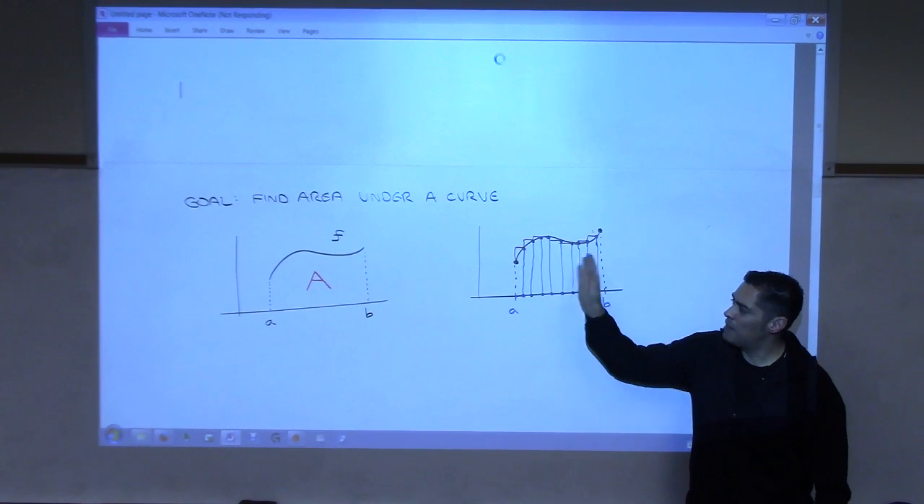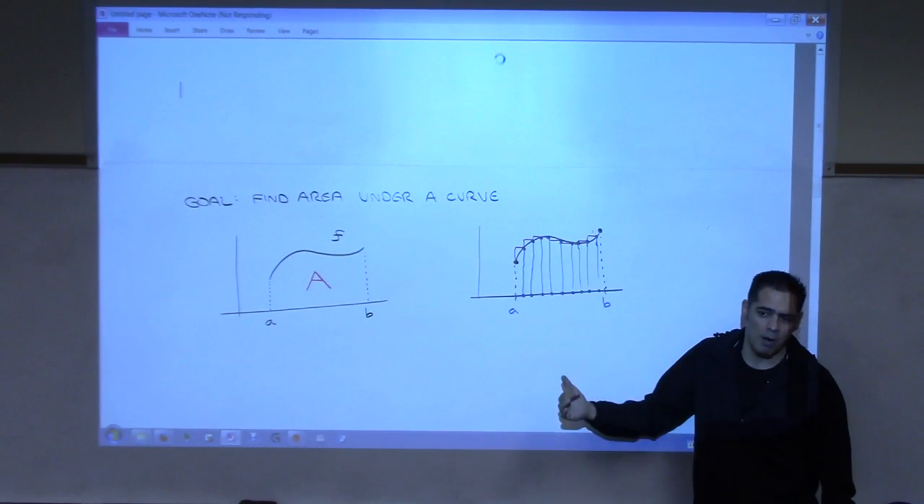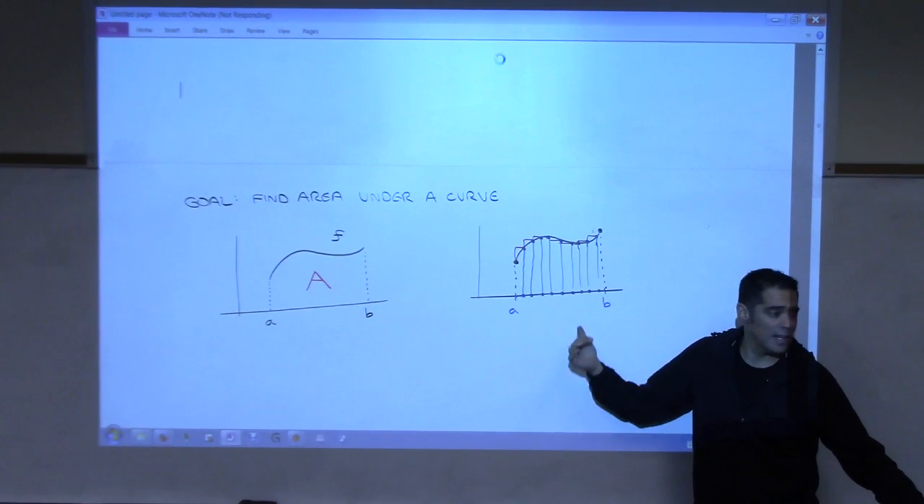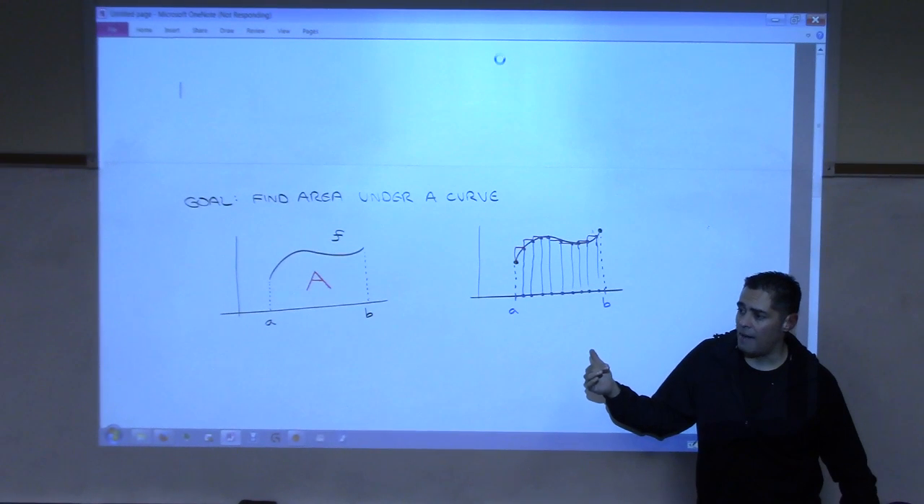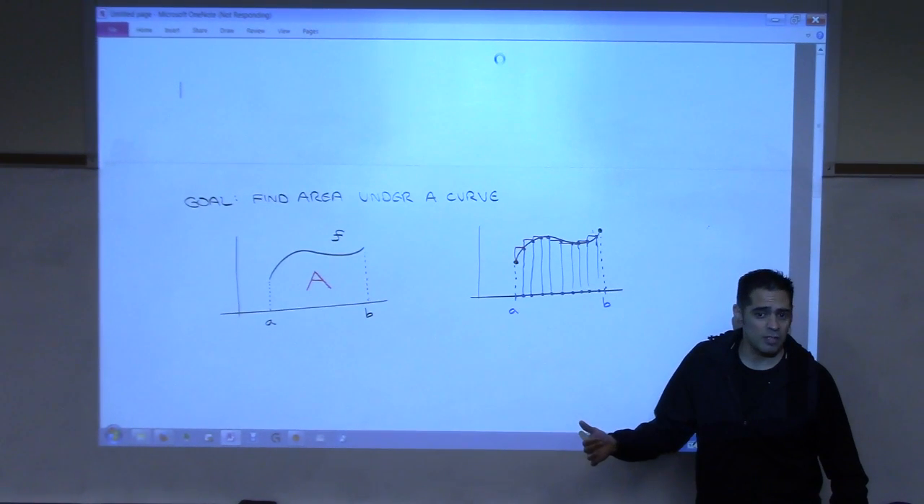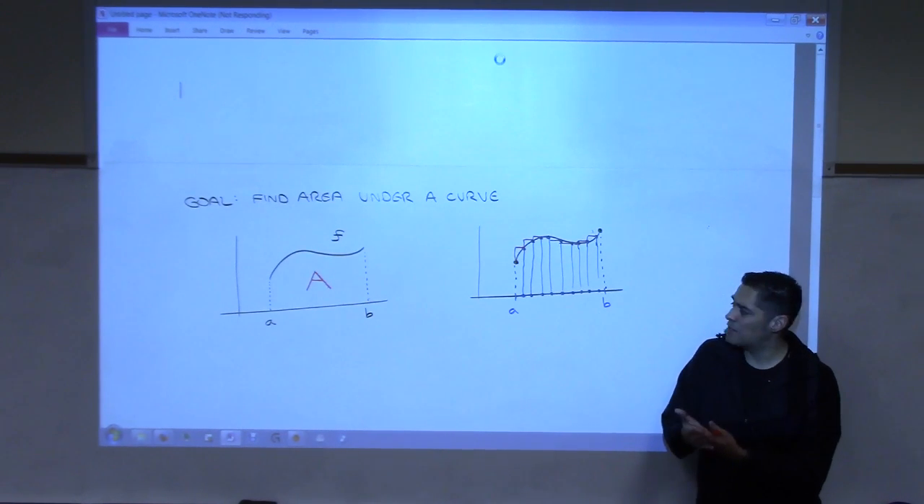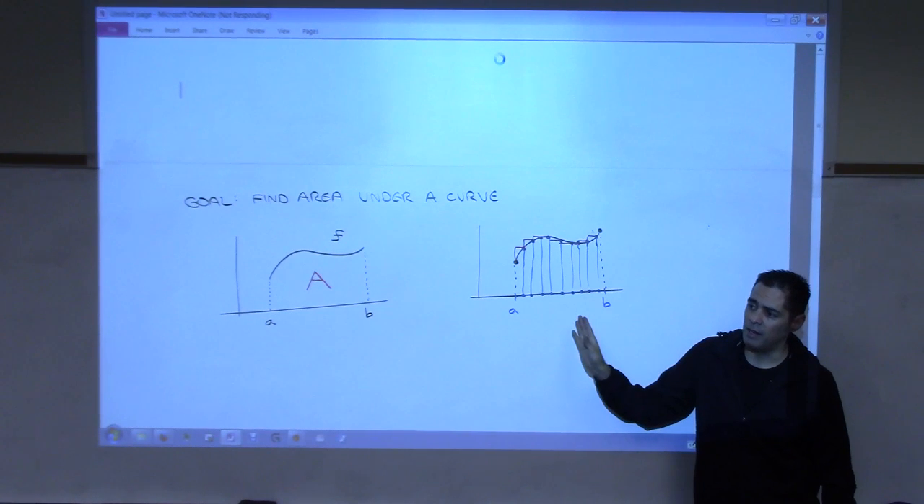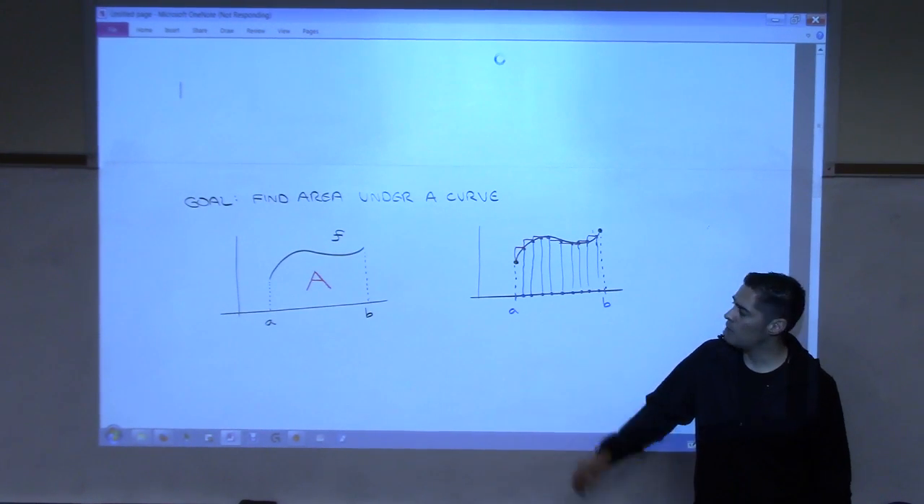And so this would be an approximation. How could he get a better approximation? More rectangles, right? The more rectangles I have, the better my approximation is going to be. Do you agree with that? And if there was a way to let the number of rectangles go to infinity, I should converge down to that true area. Yeah? All right.